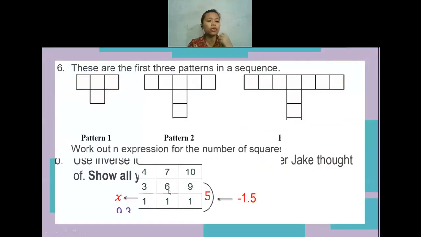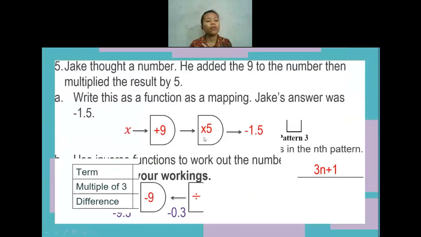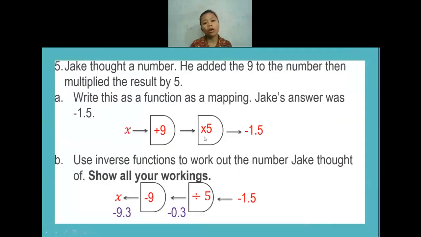Let us continue with question 5. For question 5, Jake thought of a number. Jake doesn't want to tell what the number is, but he did something to the number. He added 9 to the number, and then he multiplied the result by 5. Because we don't know what number Jake thought of, we make it a mystery number.